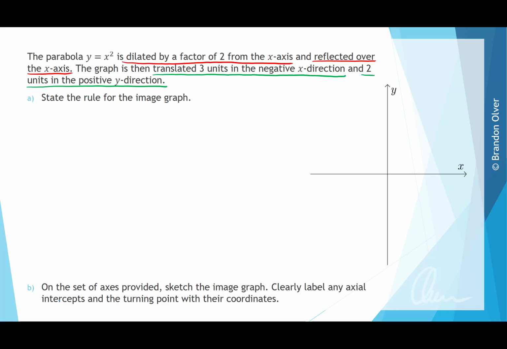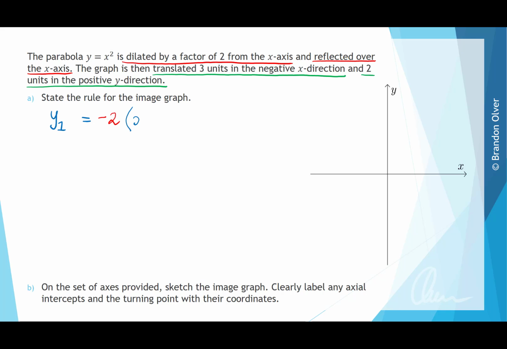So it is possible to take these transformations and put them directly into the turning point form of a parabola. So the image graph, which we're going to call y1, is going to be equal to, and now a dilation by a factor of 2 from the x-axis is the same as having a 2 in this position, and a reflection over the x-axis is going to be negative 2, and that's going to be at the front of the x squared part of the function.